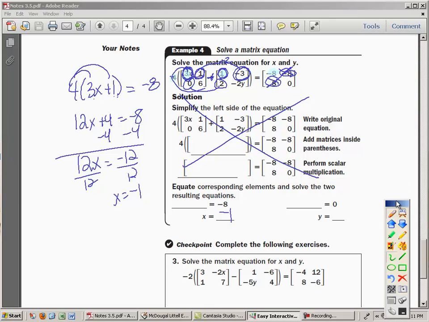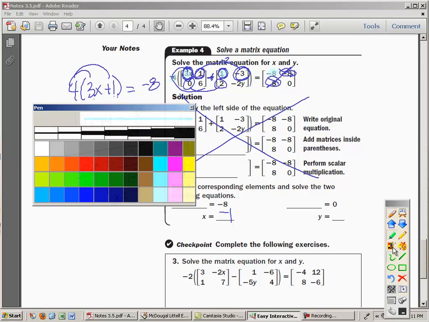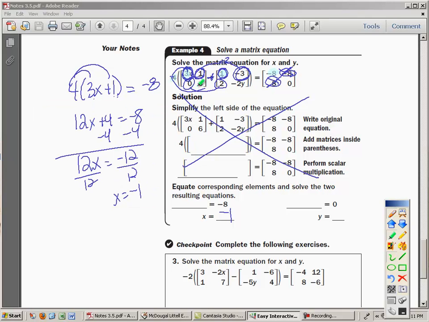On the other side then, we're interested in the numbers in the bottom right-hand corner: 6, negative 2y, and 0. And don't forget the 4 out in front. So this becomes 4 times the quantity 6 plus negative 2y, or 6 take away 2y, is equal to 0. Whichever way you want to do it, it's 6 plus negative 2y. We can distribute here. This becomes 24 minus 8y is equal to 0.